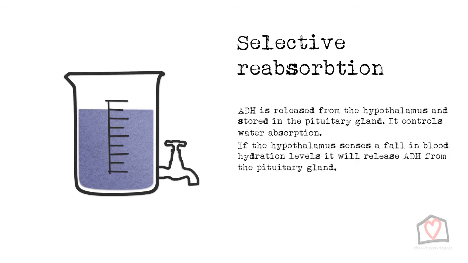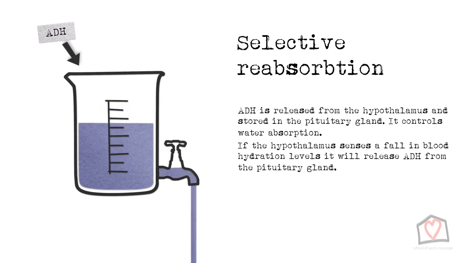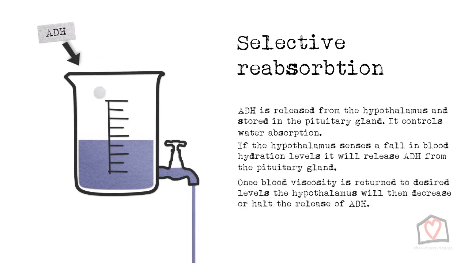If the hypothalamus senses a fall in blood hydration levels, it will release ADH, which has target cells in the kidneys. These increase the amount of water reabsorbed into the bloodstream. Once blood viscosity is returned to the desired level, this is again registered by the hypothalamus, which will then decrease or halt the release of ADH. This is a clear example of how positive and negative feedback loops of the endocrine system are used to maintain homeostasis.